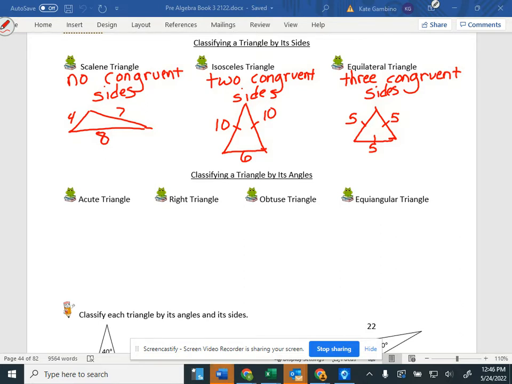Now we have our angle classifications. So an acute triangle would have what? All of them are acute. So 3 acute angles.